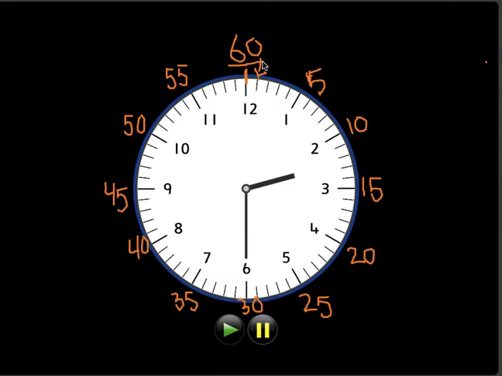Okay, so I know that was a lot to learn, but all you have to remember is that to tell time in 5-minute increments, you just need to be able to count by 5s, which I know we all know how to do. And your benchmark numbers are going to be the big numbers that you see on a clock's face.